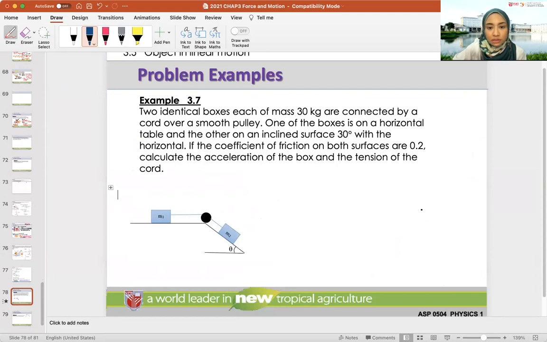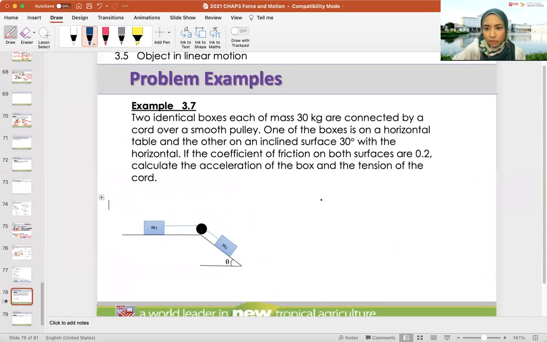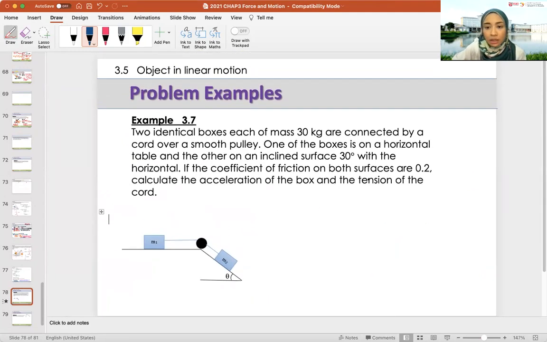Two identical boxes, each of mass 30 kilogram, are connected by a cord over a smooth pulley. Okay, tell me, what does it mean when you have a smooth pulley, everyone? Tension same. Tension must be the same. Okay, so tension must be the same. So if I have tension over here, then it would be equal to the tension over here. So I have a question here.